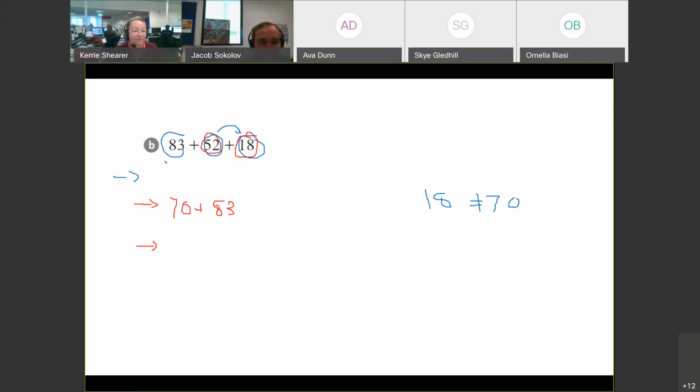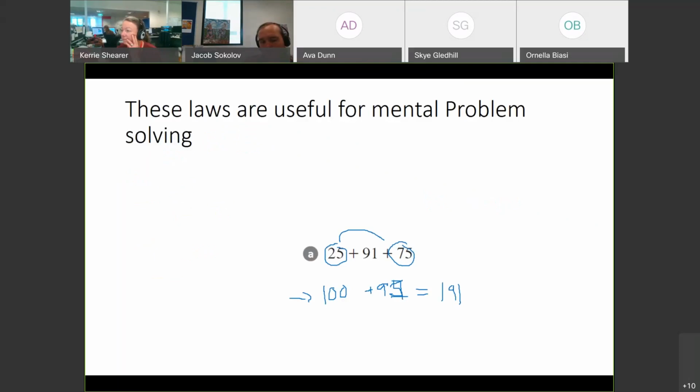Right, so 70 plus 83, guys, before we go, because we're just at the end. And 7 and 8 is 15. So 153. Using these mental strategies, we're indirectly applying the associative and commutative rules.